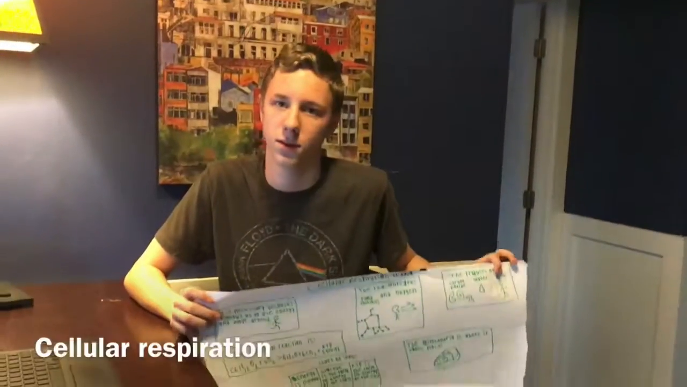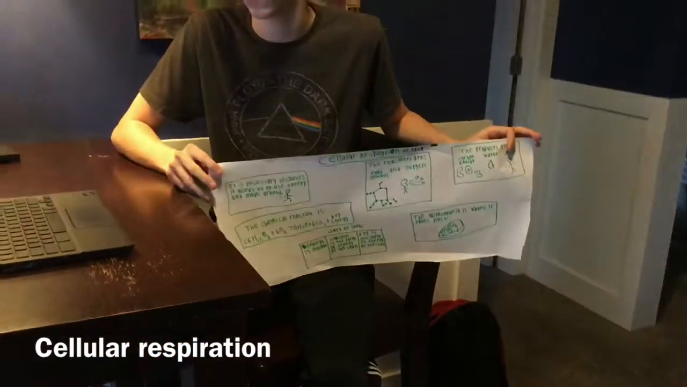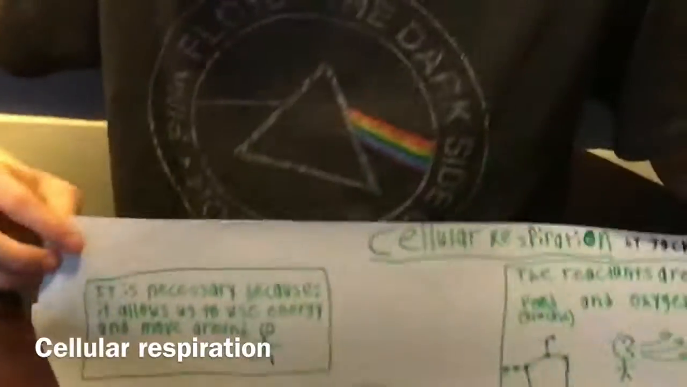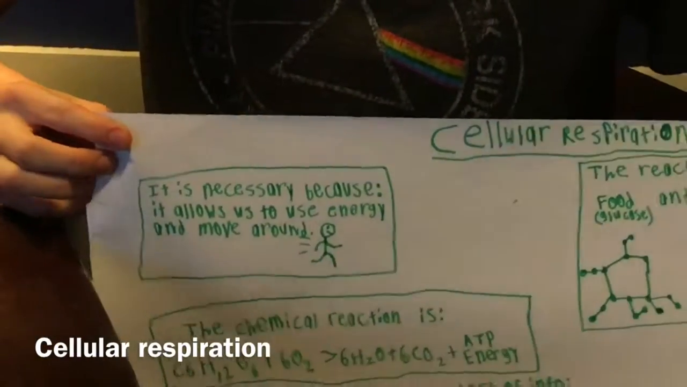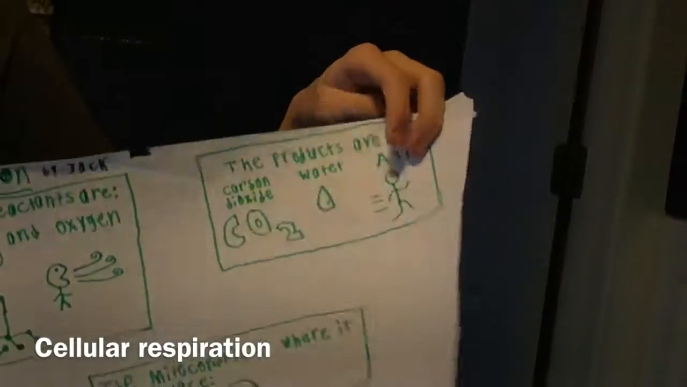That was good. So today I'm going to be talking about cellular respiration and what it's about. It's necessary because it allows us to use energy and move around. The reactants are food or glucose and oxygen, which is O2. The products are carbon dioxide, CO2, water, which is H2O, and ATP energy.